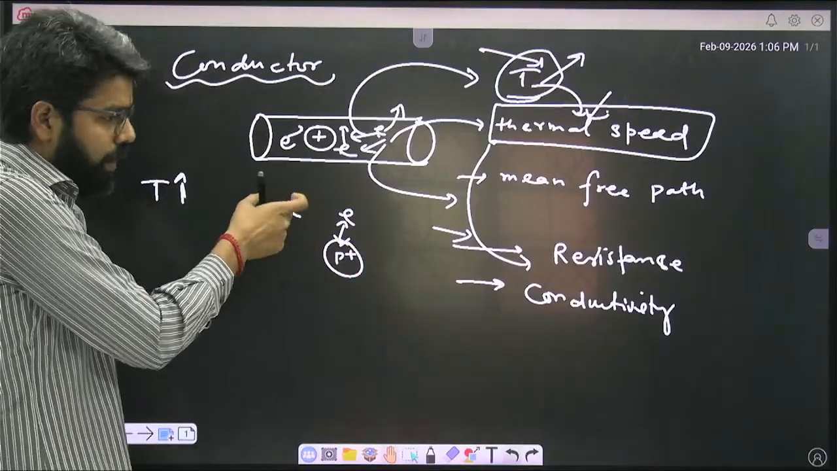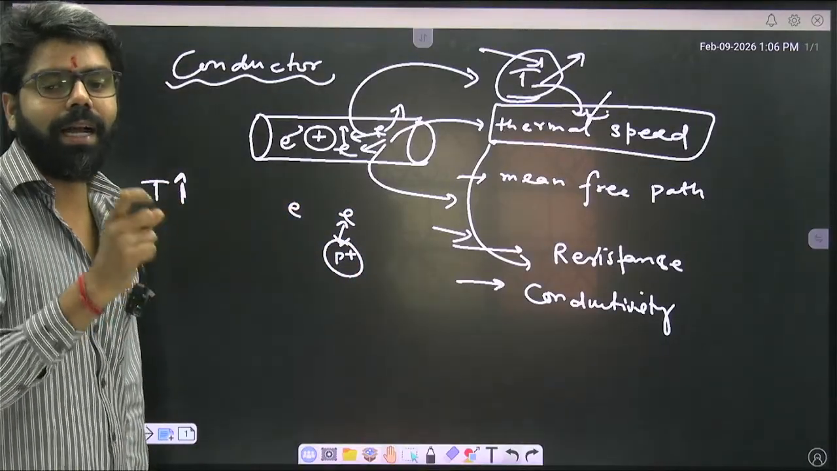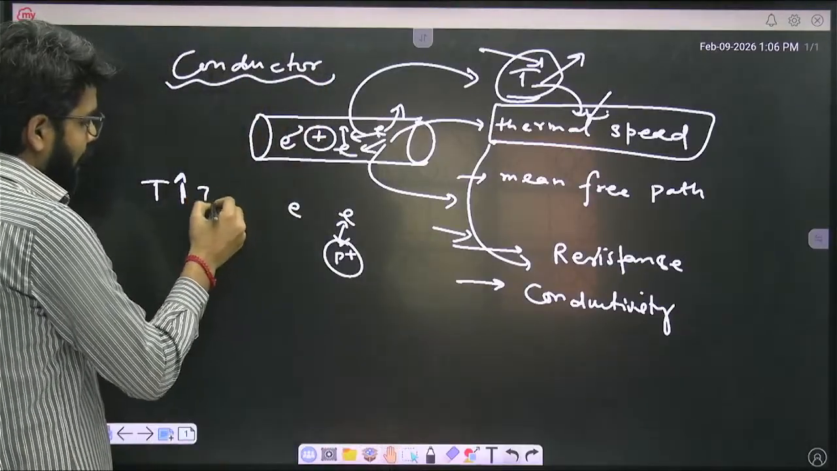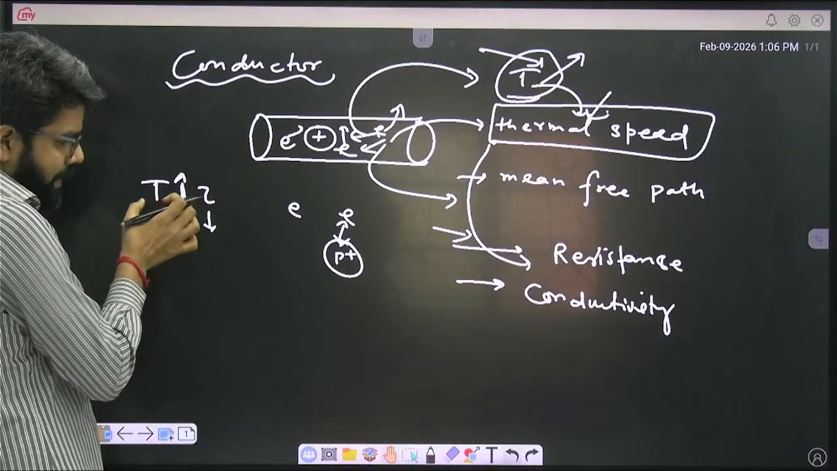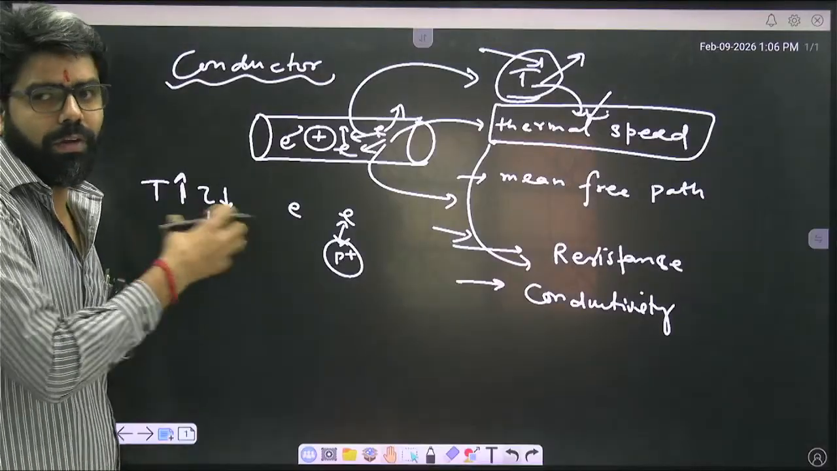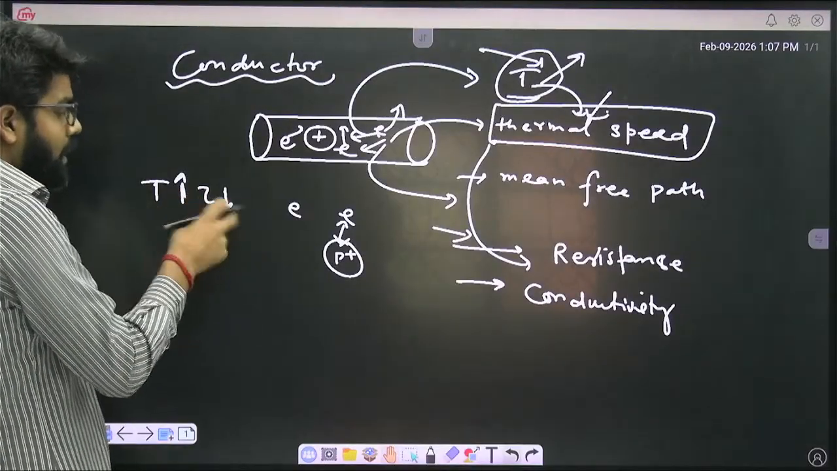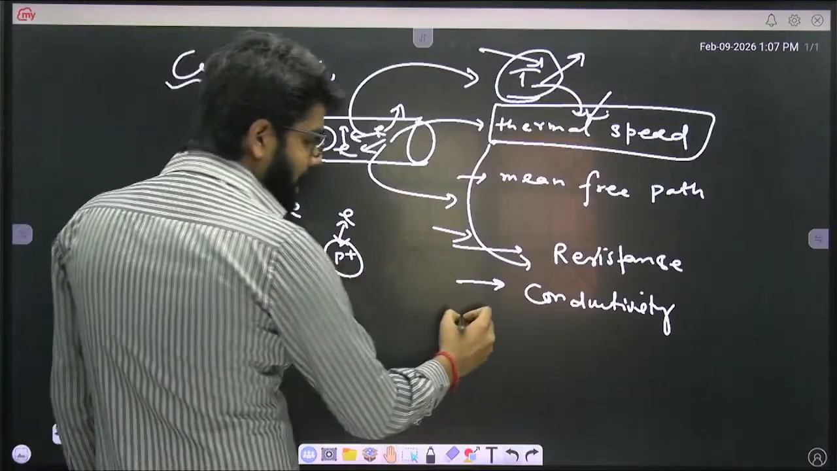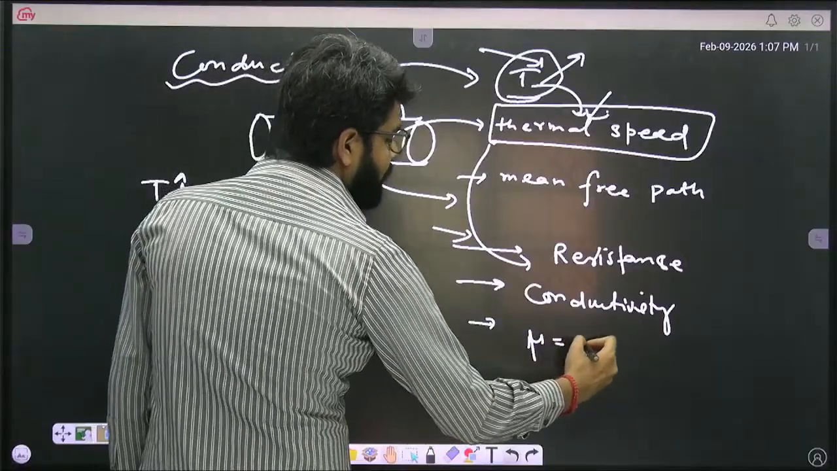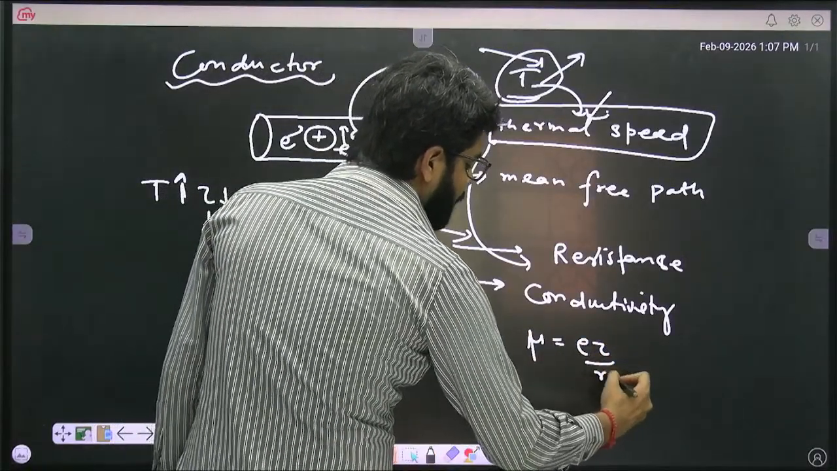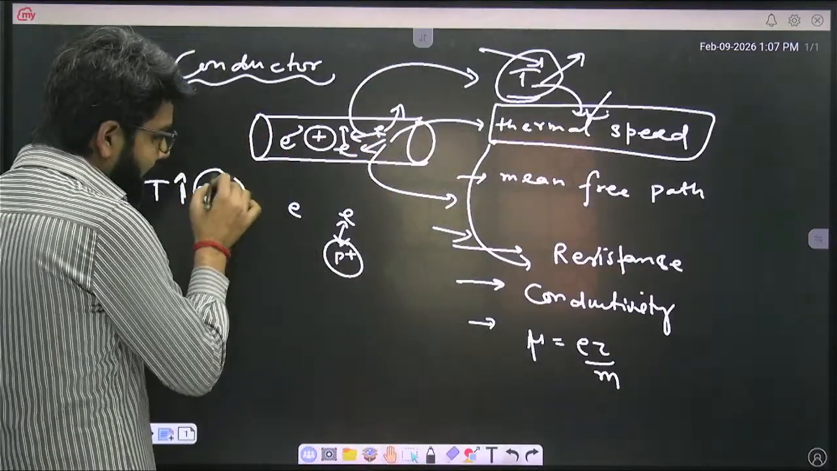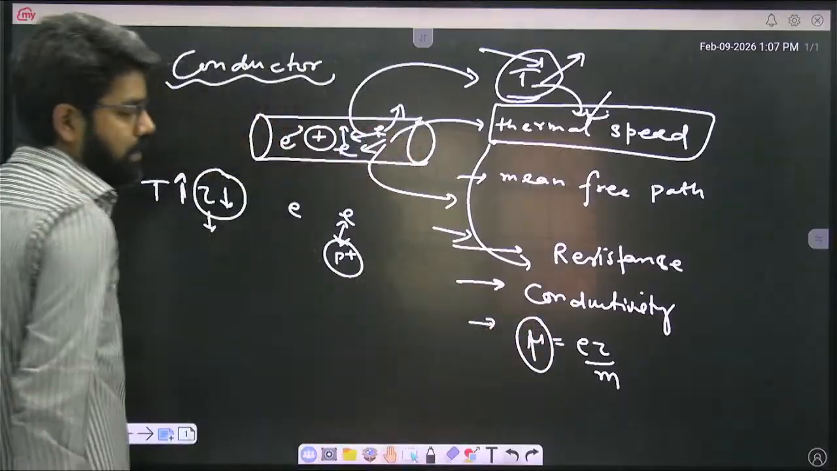So between two frequent collisions, there is a time elapsed. That time is called the relaxation time, and this is denoted by tau. So when temperature increases, tau decreases. That means we will have more frequent collisions. And when tau decreases, so in current electricity we have understood a term called mobility, and mobility is given by e tau divided by m. So basically when tau decreases, the mobility will decrease.